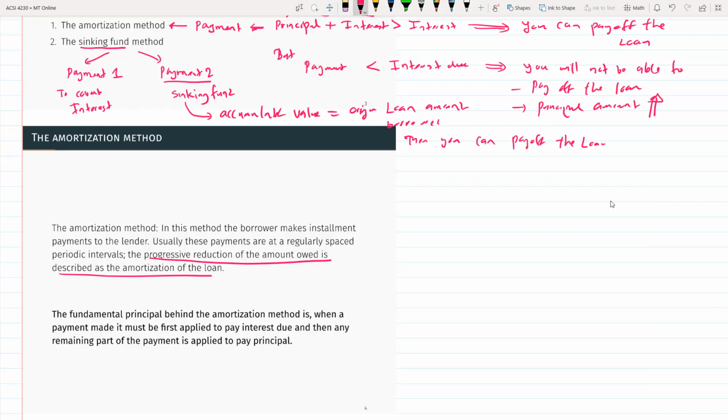The fundamental principle behind the amortization method is that when a payment is made, it must first be applied to pay the interest due. That's why your payment must be bigger than the interest due, otherwise you will not be able to pay off the loan. Any remaining part of the payment is applied to pay principal. It's not the other way. So when you make a payment, it's first applied to the interest due. Once interest is paid, whatever amount is left over is used to pay the principal.